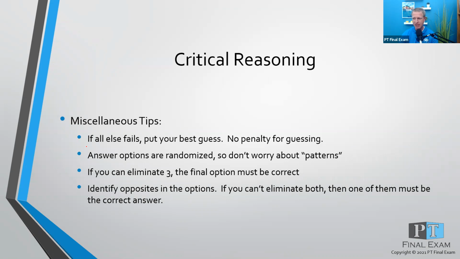So just a few more tips as we've already talked about all these, but if all else fails, put your best guess down. Remember, don't worry about patterns in the test questions. They are totally randomized. If you can eliminate 3, that's the best, because then it leaves you with the correct answer. So try to eliminate 3 as much as possible. I mean, ideally you just look at it, know the answer, but if you can eliminate 3 and have one clear winner, that's winner, winner, chicken dinner. The other thing you'll see is sometimes they write questions with opposites in the options. So if you can eliminate 2 of the opposites, then that narrows it down to 50-50. And again, increases your likelihood of getting that question correct.